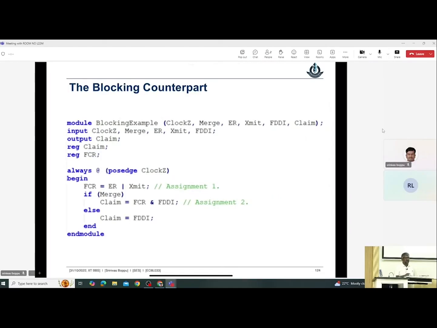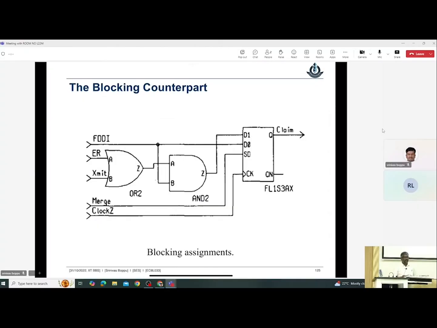One more important thing you can notice here: in the earlier case we had both flip flops, FCR and claim. But now FCR is of course on the left hand side, and what we said is that if it is a left hand side variable, we will get a flip flop. But now it is computed here and used, it is a kind of temporary variable, so we don't really need a flip flop for FCR. We only have the claim.